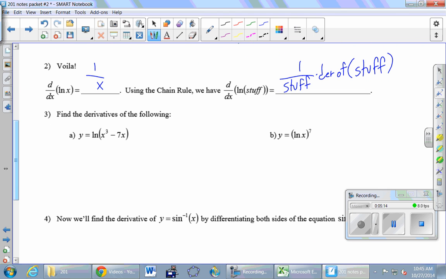So let's try number 3. Give us some practice with our new derivative rule for ln. So the first one is ln of some stuff. That's perfectly ready to go for our new version of the derivative of ln of stuff. So we go y prime equals, how do we start?